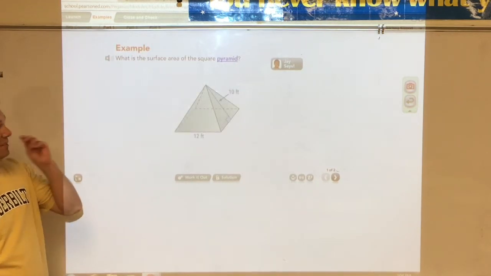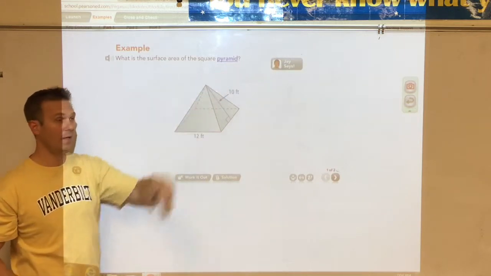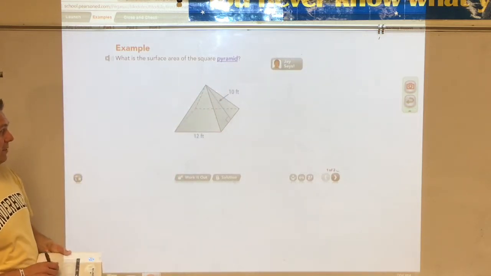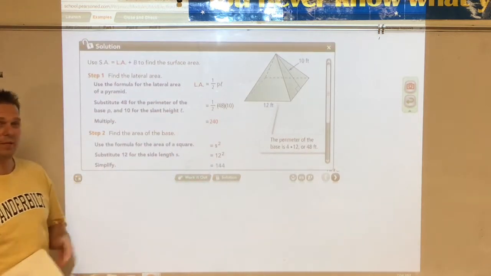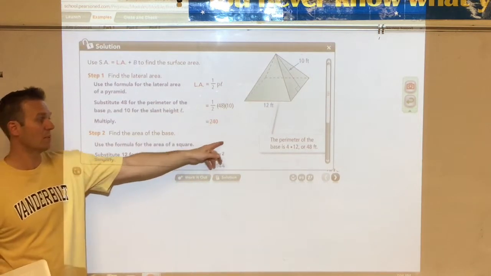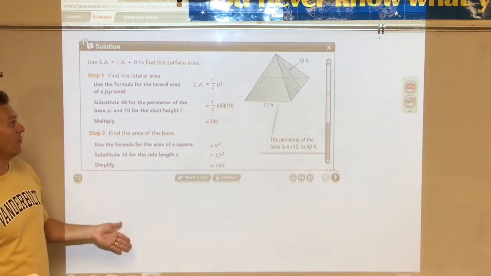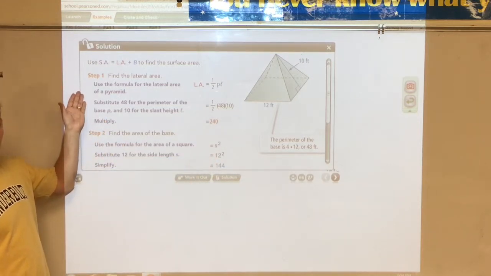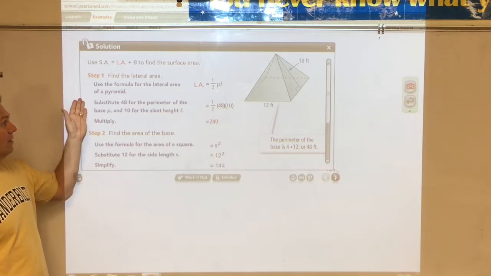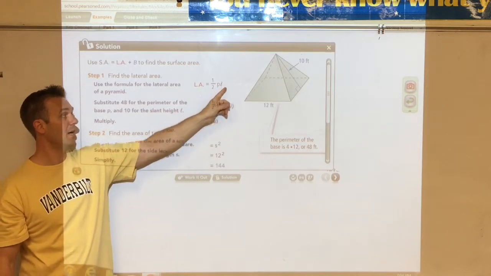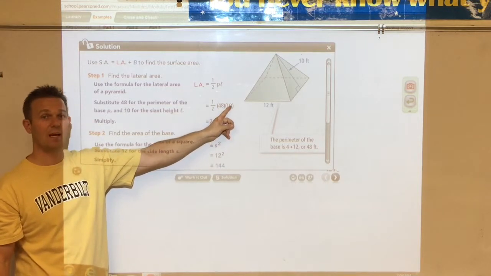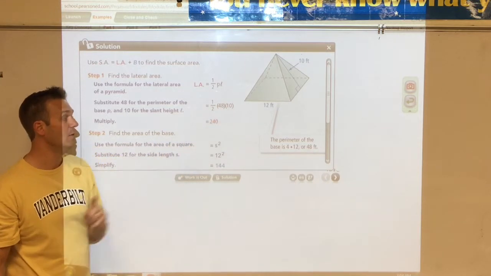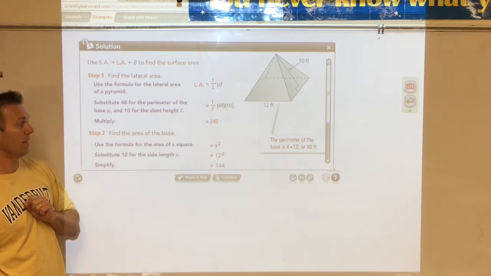So it says, what is the surface area of the square pyramid? Okay, so let's have a look at the solution. Square pyramid means that the length and the width are both going to be 12, right? So we can do S squared, or length times width, either one. So the first thing again is find the lateral area like we were working on before, okay? Remembering that it's P times L divided by 2. So I would go 48 times 10 is 480 and divide it by 2, and you get 240, okay?